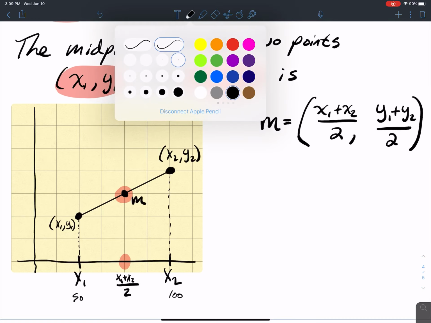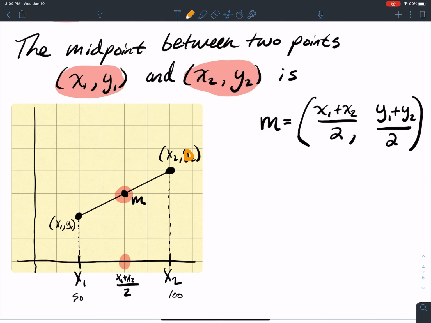Same thing with the y value part. Okay, with the y value part, this is my y2. This is my y1. How do I get this middle piece right here? I average the two, y1 plus y2 divided by 2. And that's where this piece comes into play. Okay, so this is how we get the midpoint, the average between the 2 points.